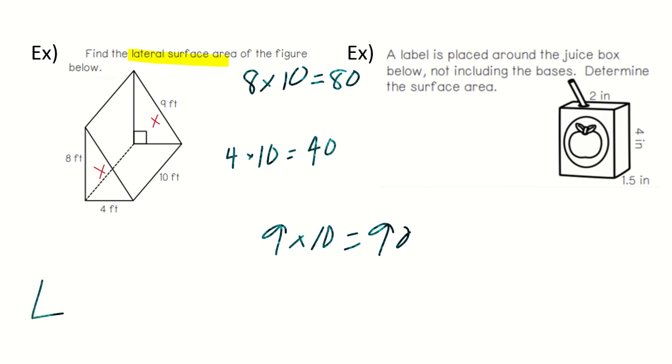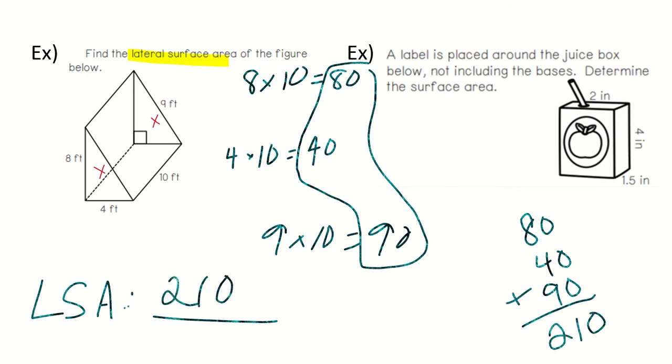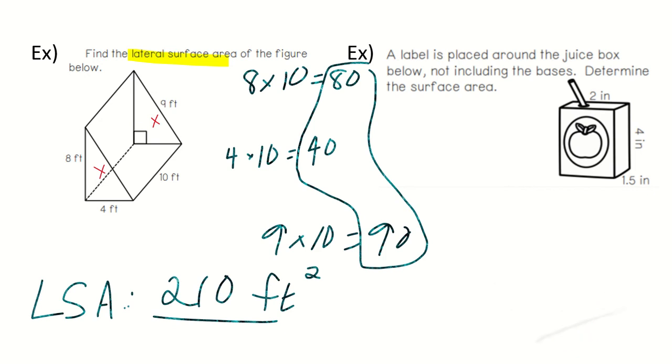Okay, and so lateral surface area, I can abbreviate that as LSA, is 80 plus 40 plus 90. 80 plus 40 is 120, plus 90 is 210, right? Yeah, 210 feet. It's still area, so the units are going to be squared. All right, so that's how you would do a lateral surface area question.